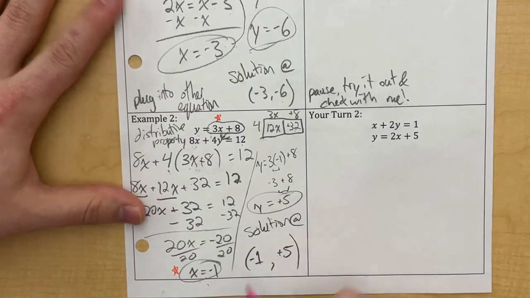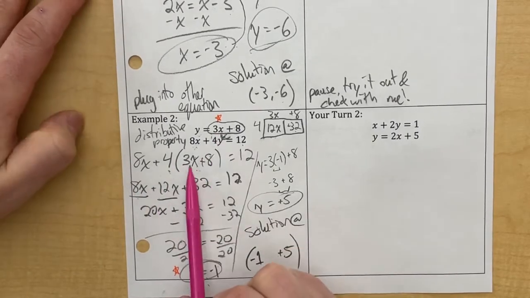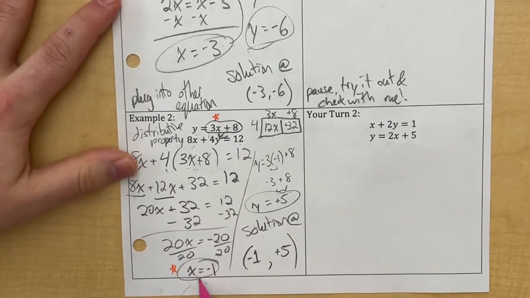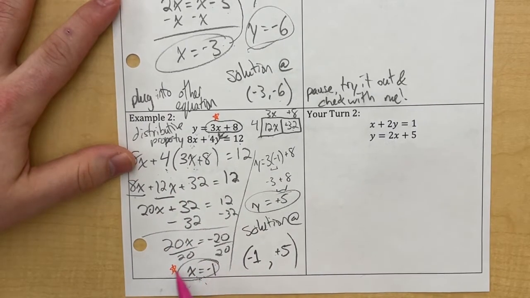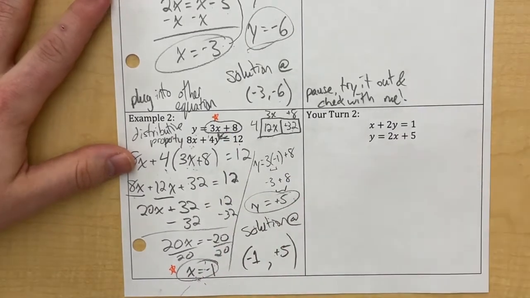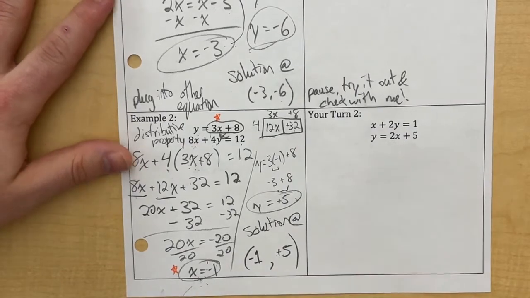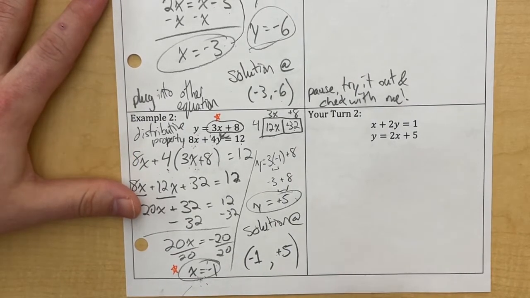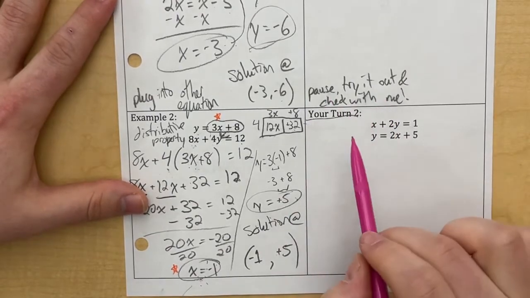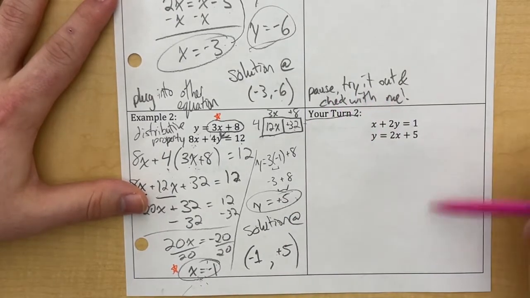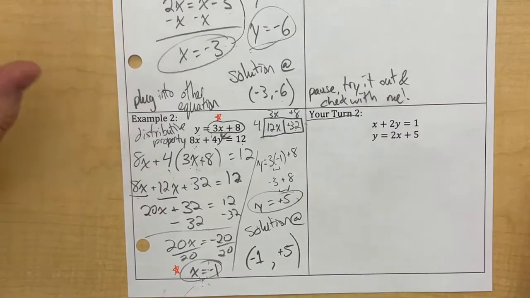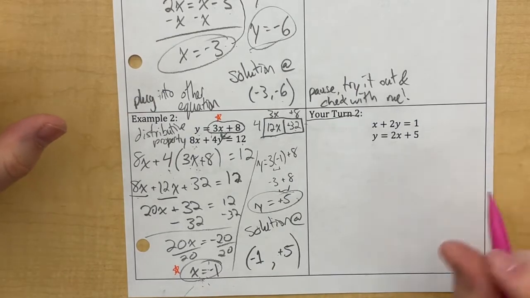So again, all you had to do: replace one equation into the other, simplify and solve for one of those variables, and then once you get that value, substitute back into that equation, and you'll have your y value. Once you have an x and a y value, you have your ordered pair. So again, same kind of thing. Pause the video for your turn number 2. Check with me once you get your solution point. So again, make sure you pause, that way you can double check with me.